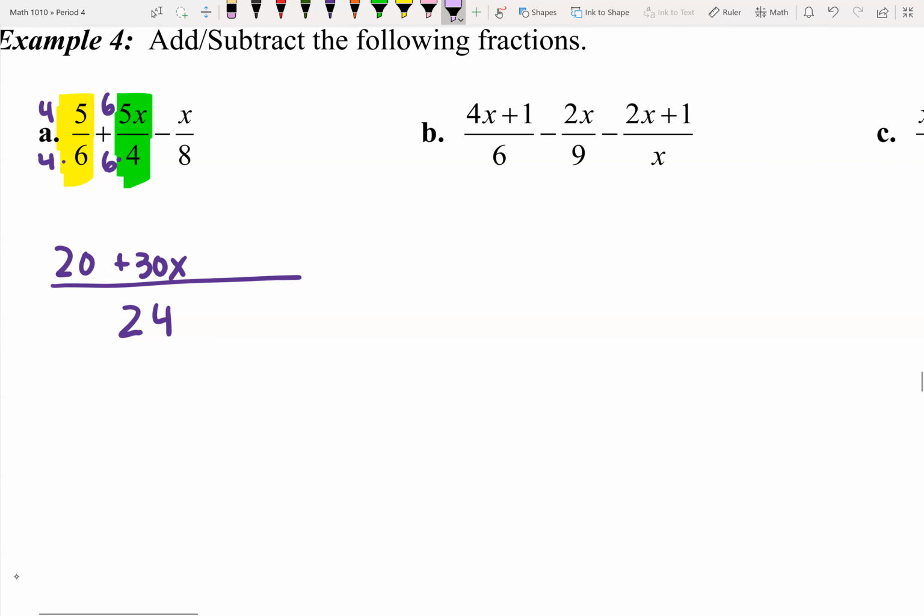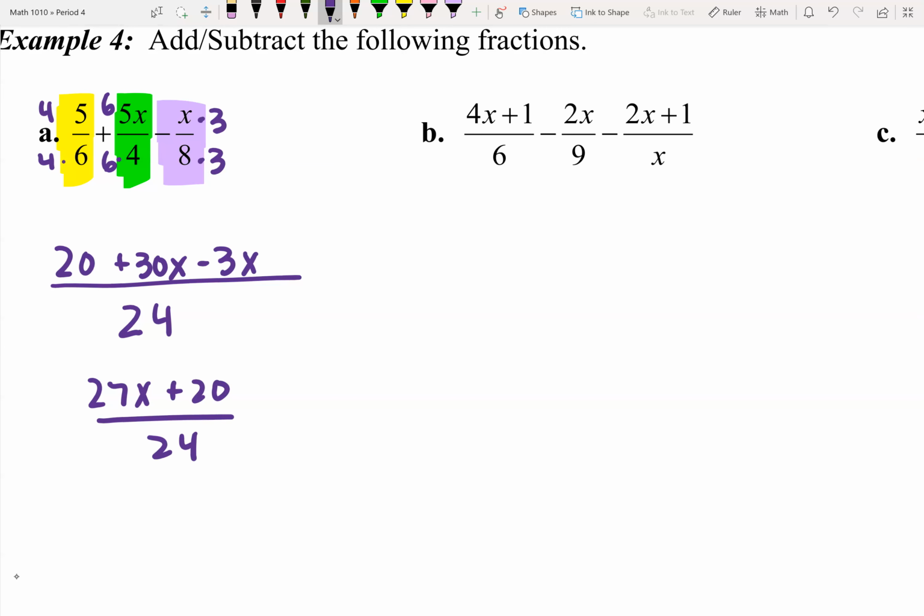Okay, do the last one. What do I multiply by 8 to turn it into 24? 3. So a negative x times 3 is a negative 3x. Am I done? No. Clean up the top, right? So you have 27x plus 20 over 24.